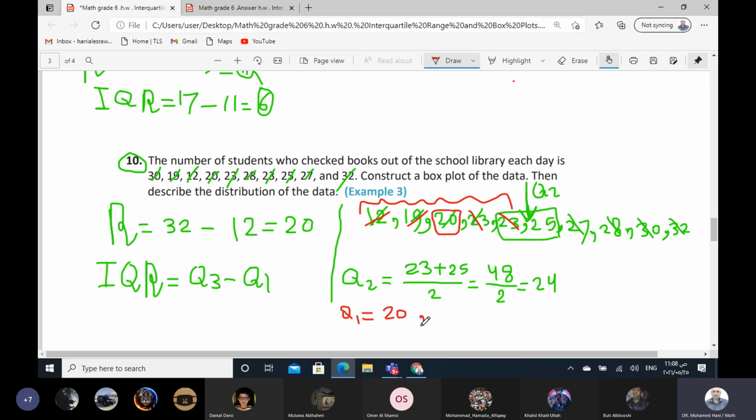Then tell me, how to find the third quartile, Q3? Take the second half, after the median. How many numbers? Great, Q3 is 28. Then go back to the rule: interquartile range equals Q3 minus Q1. Tell me, what is the value of Q3?